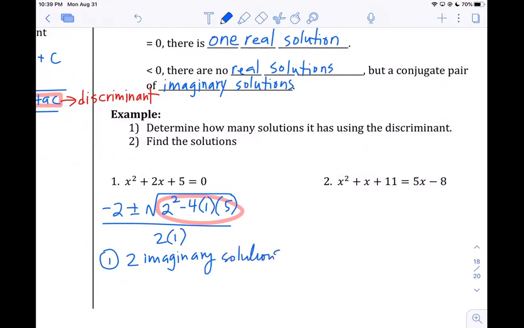So really, you don't need the entire quadratic formula. You really just need b squared minus 4ac. Anyways, the next thing is it does want us to find a solution. So then we just go through the problem.